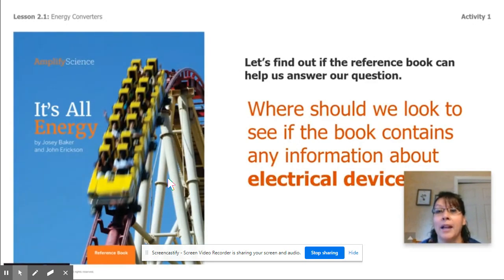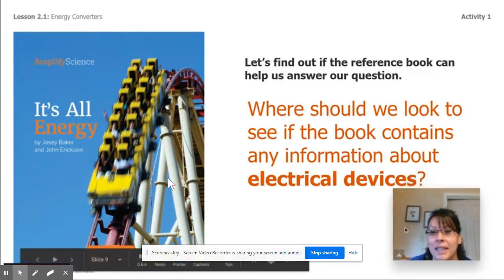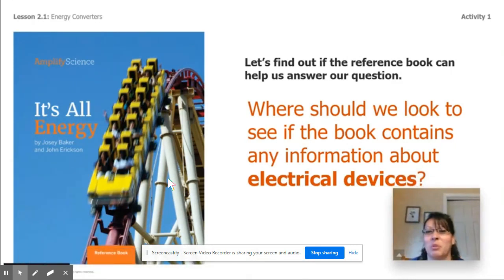We're going to go back and use our reference book. It's all about energy. But where should we look to see if the book contains any information about electrical devices? What feature can help us figure out my question? Where should we look in the book? Yeah, you're right. It's a table of contents. We can use a reference book to find out what the function of electrical devices are.